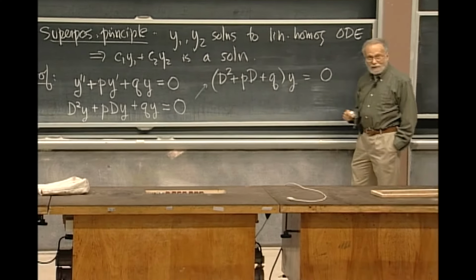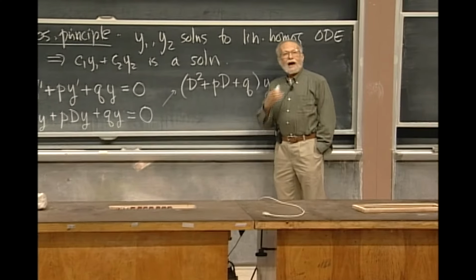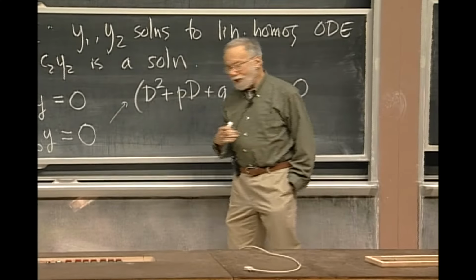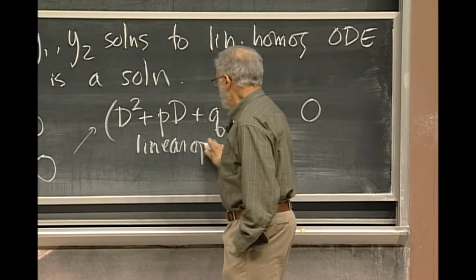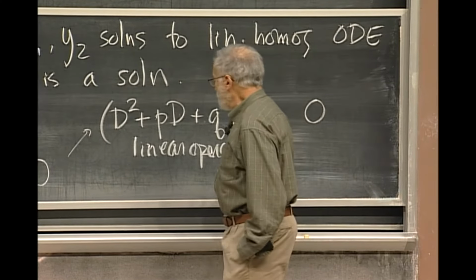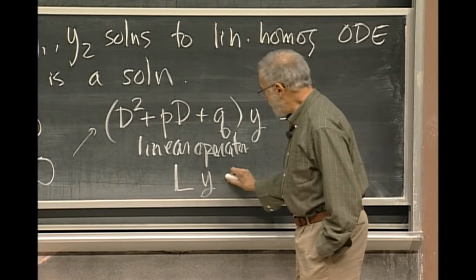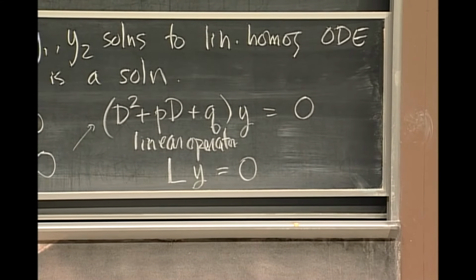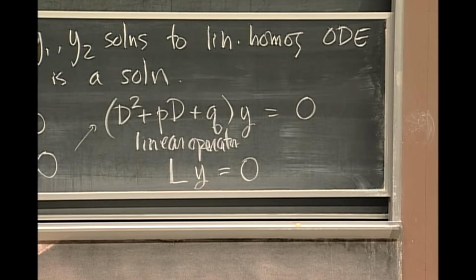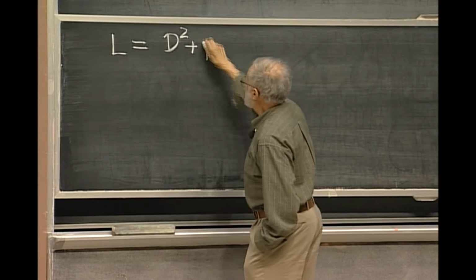And now I'll take the final step. I'm going to view this thing in parentheses as a guy all by itself, a linear operator. This is called a linear operator, and I'm going to simply abbreviate it by the letter L. And so the final version of this equation has been reduced to nothing but Ly equals 0. Now, what's L? Formally, you would write L as D squared plus pD plus q.